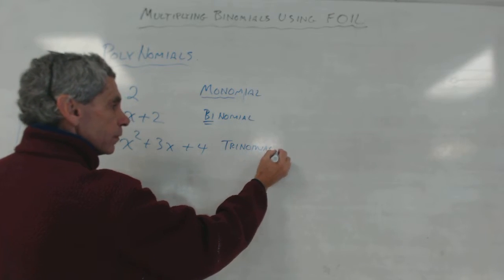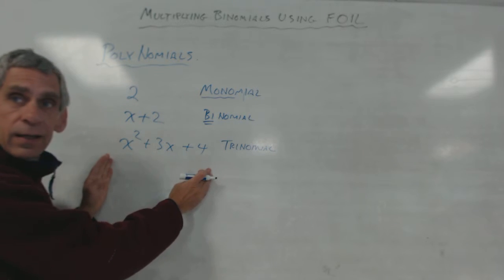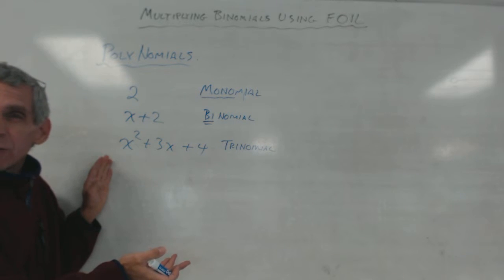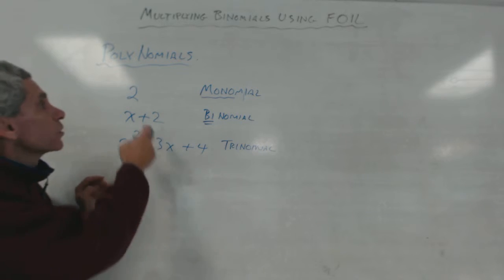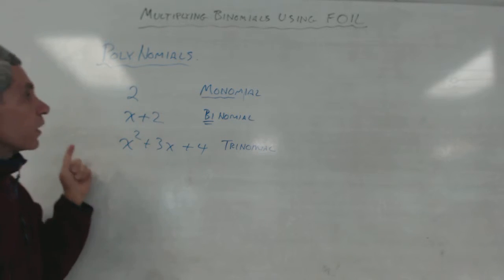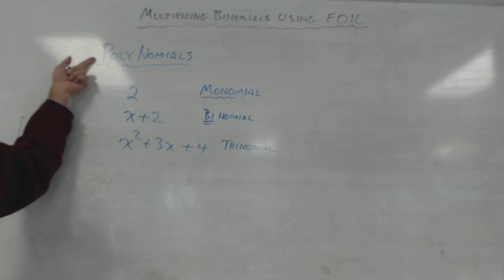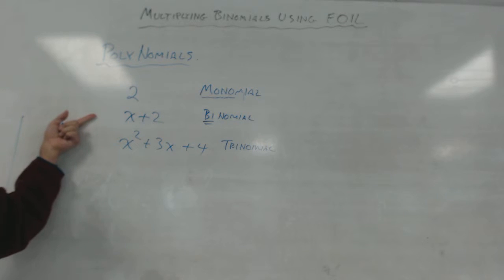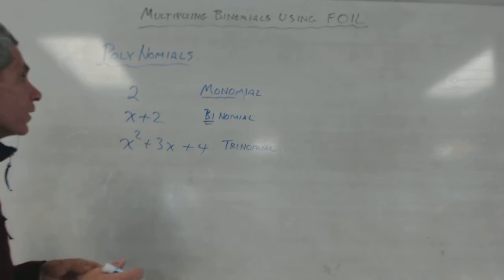If you have anything more than three, I've heard some people say quadrinomial for four, but most people just say polynomial. Whenever it gets to be four, or five terms, or six terms, they just call it a polynomial. The weird thing to me is that a monomial is a polynomial, because poly means many, and monomial means one. But monomial is a type of polynomial. Kind of weird, but that's the way it is.